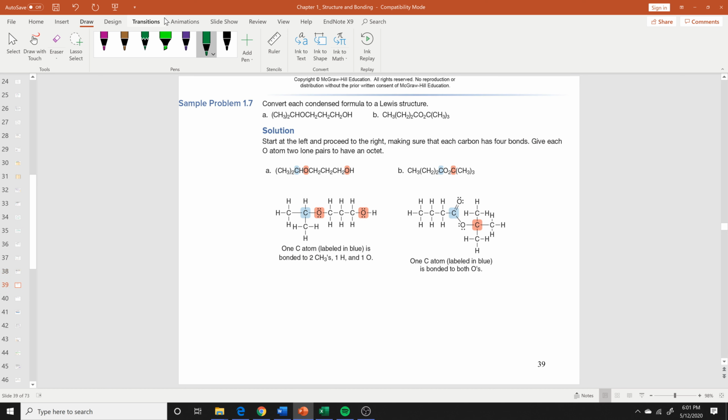This is an example: convert each condensed formula to a Lewis structure. So what I have here is basically, I want to convert it into a Lewis structure. It's another way of saying convert it into a structural formula. In a structural formula, you have to show all the hydrogens, all the carbons, all the CH bonds and the CC bonds.